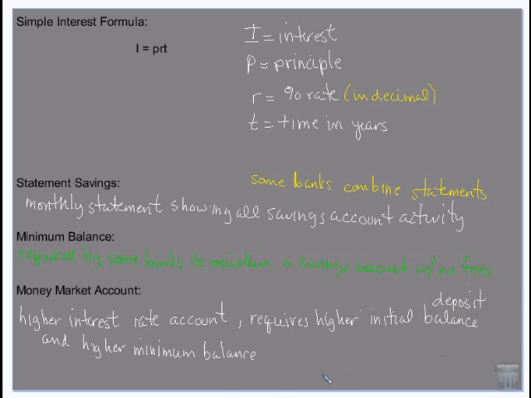Higher initial deposit and a higher minimum balance. At my bank, a money market account requires $1,000 to open it. You have to have $1,000 to even begin to open it, and then you have to maintain $1,000 in it. They do pay higher interest rates on that because they're having these higher minimums, which means they're more guaranteed to have more money to play with themselves. And a lot of times with money market accounts, the money ends up getting invested.